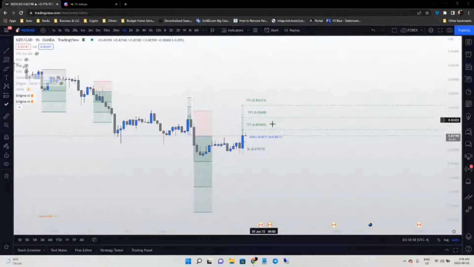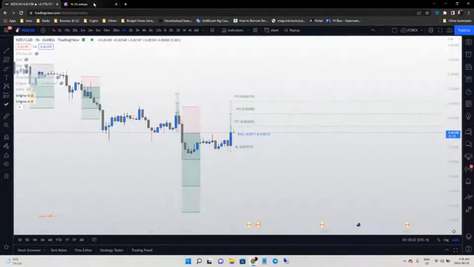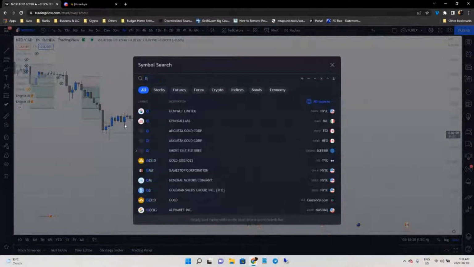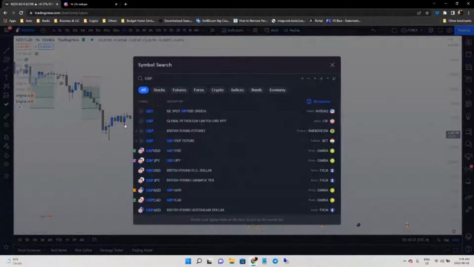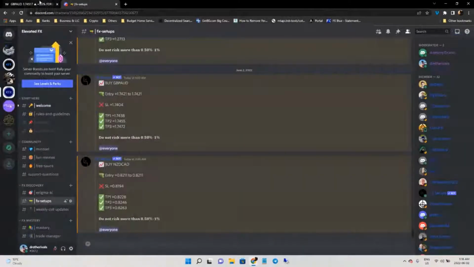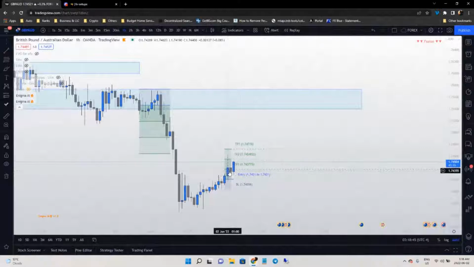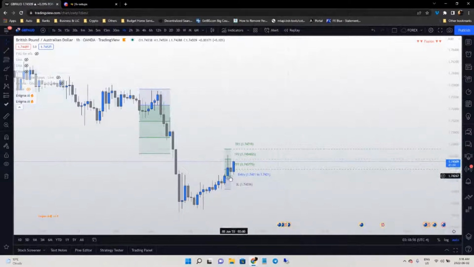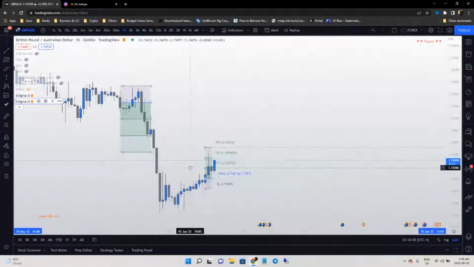Perfect. Okay, great. So this is NZD CAD. So let's look at the GR trade idea that was sent out here 2 hours ago, and that was for a buy. Okay. So this one was a great setup. Just gonna remove the drawings. It was a great setup, okay?